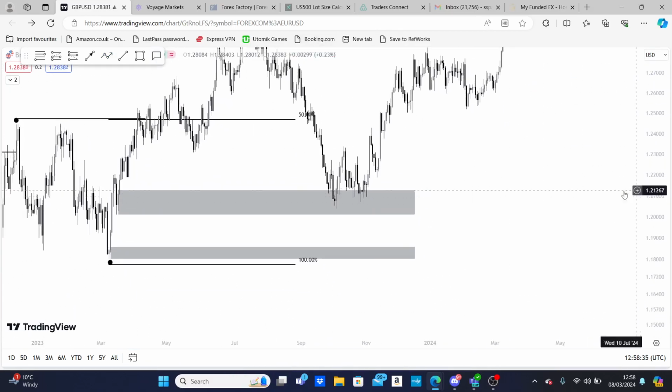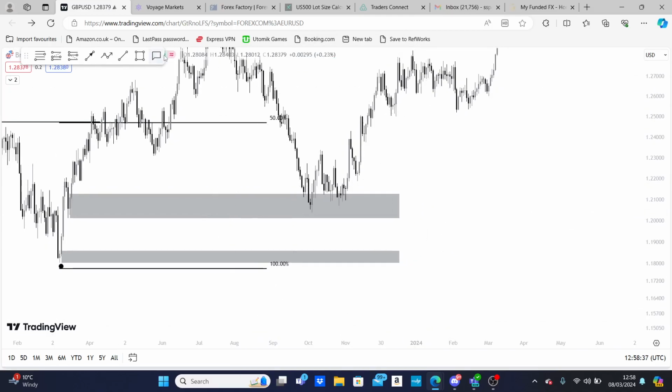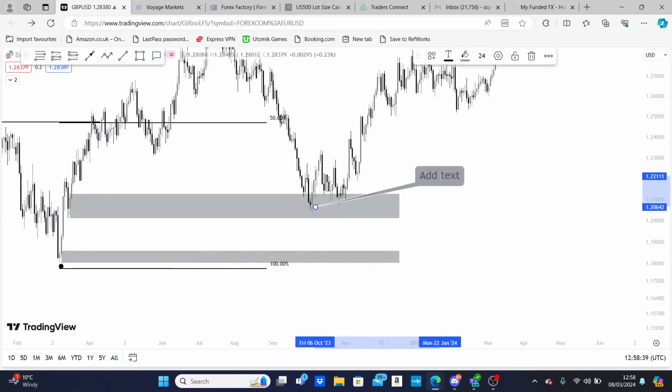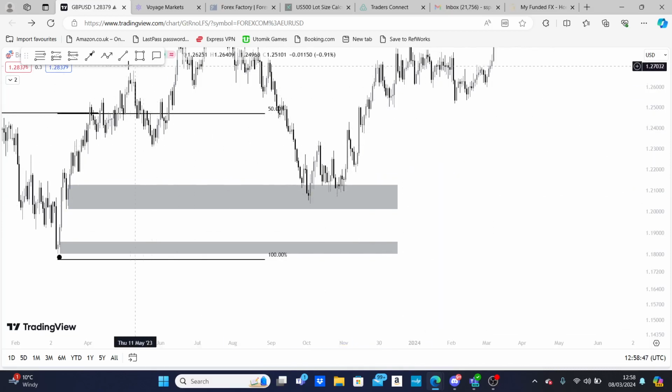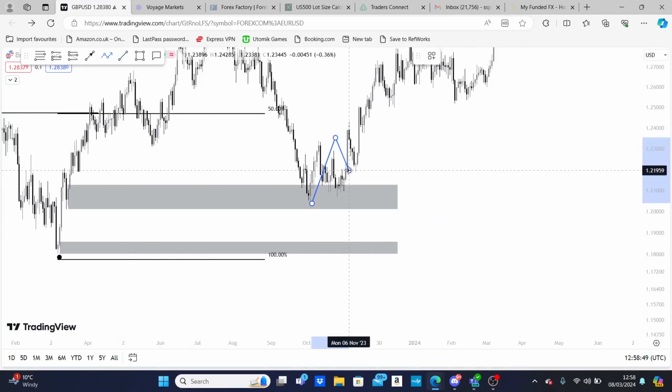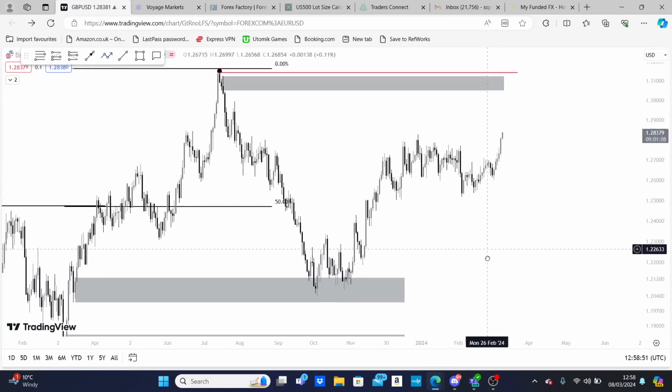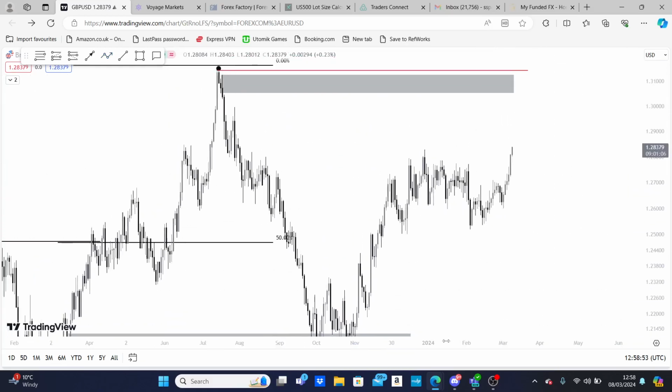So now what we need to know is we need to see that we bounced off a POI over here. So this POI in the discount, this POI over here, is what gave this bullish reaction. So this bullish reaction allowed price to essentially get up to this level over here. So now in price, I have a bullish narrative on GBP USD.